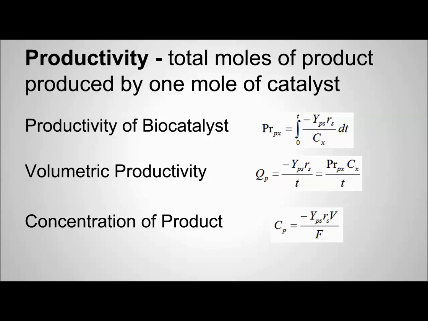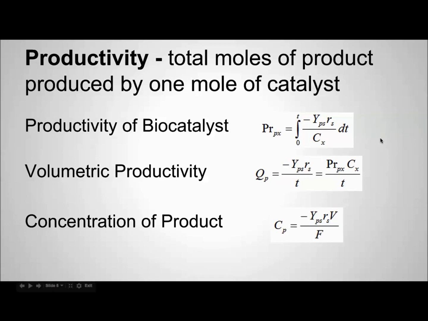So the first type of productivity we can look at is the productivity of the biocatalyst, and that is defined by this equation right here. We've got the yield of the product, the rate, and the concentration, and it is an integral, so you can integrate from 0 to t. And most of these values you can find from data collection, but R, the rate of productivity, is usually in an equation, so that is not as easy to find.